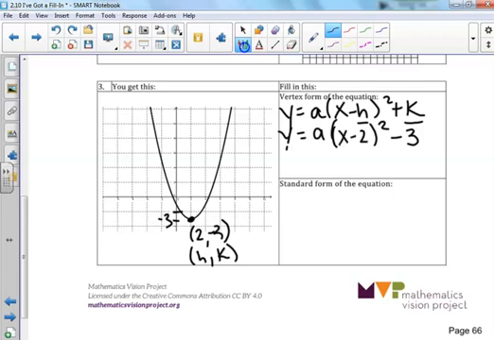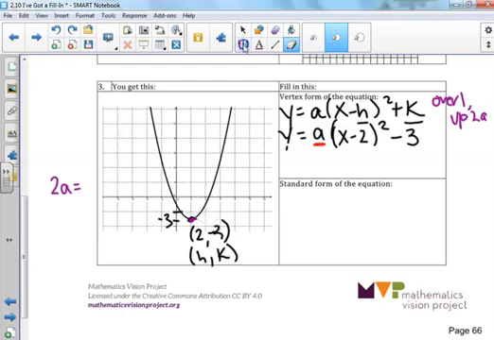So (x − 2)² − 3. Now, to get the vertical stretch, remember that is the a value. We discussed in a previous lesson that we always go over 1 from the vertex and up a. So when we're looking at a graph, we'll start at the vertex.